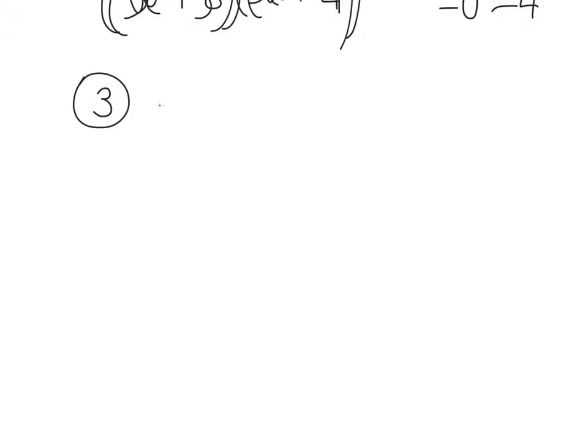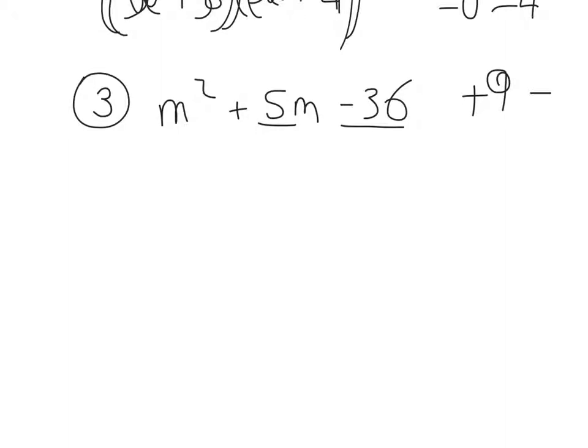Example 3, factorise m squared plus 5m minus 36. Two numbers that multiply to give minus 36 and add together to give 5. If the product is negative, which it is, minus 36, product being the result of multiplying two numbers together, then the signs need to be different. So two numbers that multiply together to give minus 36 and add together to give 5 are plus 9 and minus 4. 9 times minus 4 is minus 36, and 9 minus 4 is plus 5, so it's (m plus 9)(m minus 4).